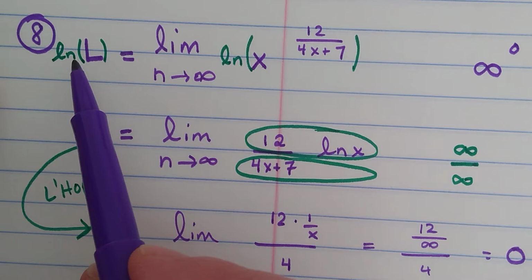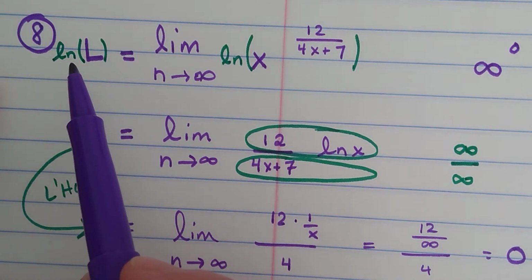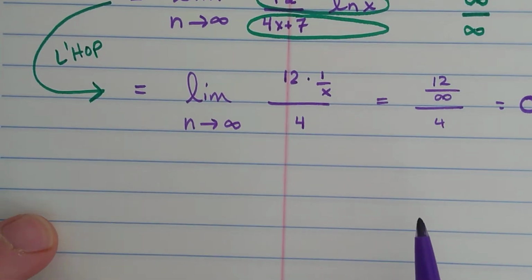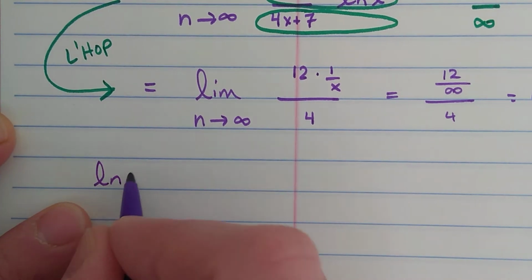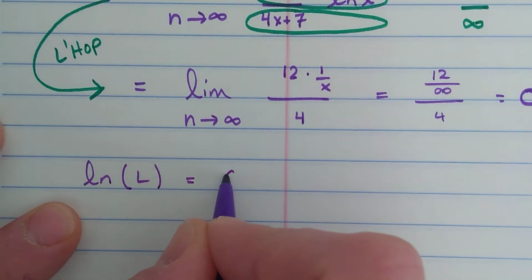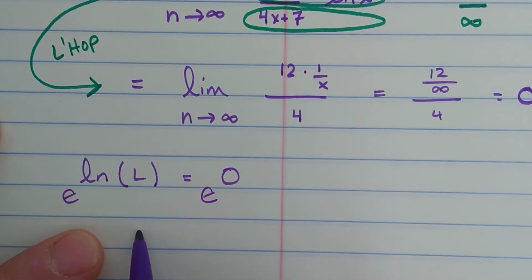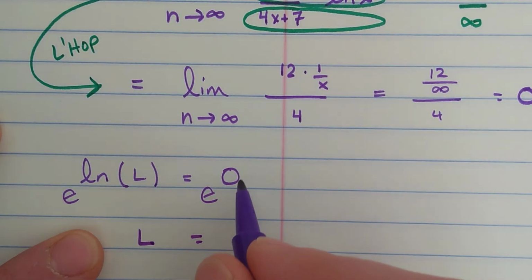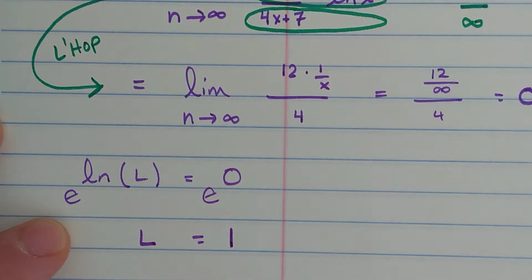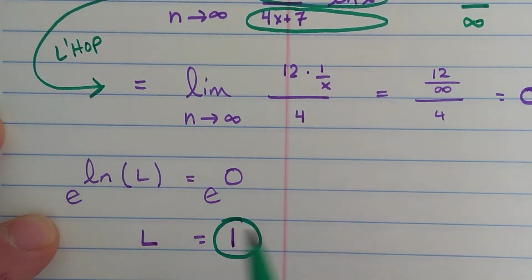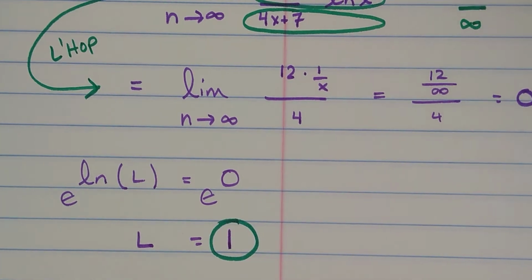look back up here, equal to the natural log of the answer. So I'm going to write down the natural log of our answer is 0, and if we exponentiate both sides, we get that the limit is equal to e to the 0, which is 1. 1 is our actual answer. Let's take a look at another example.